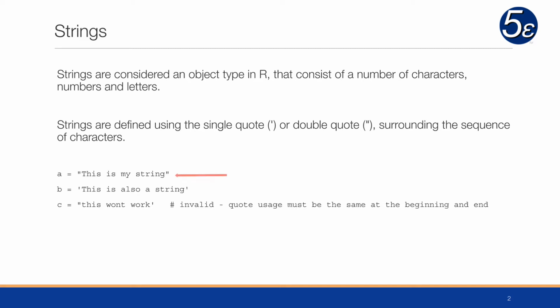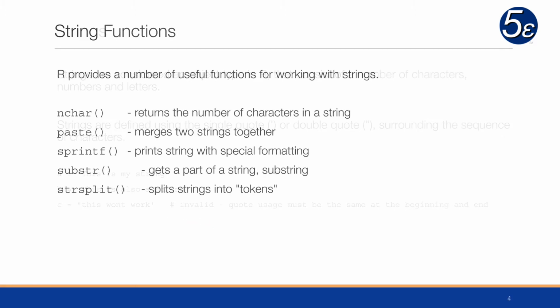A equals, "this is my string," encapsulated in double quotes. B equals, 'this is also a string,' encapsulated in single quotes. And finally, at the bottom, C equals, "this won't work." Now this is not a string, it's invalid because we have to use the same quotes at the beginning and the end. R provides a number of useful functions for working with a string.